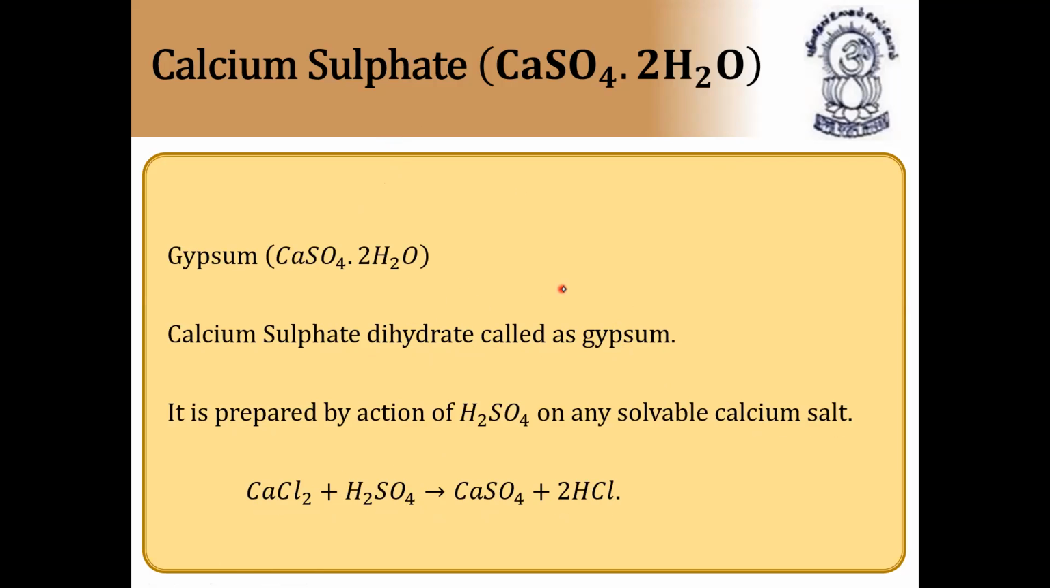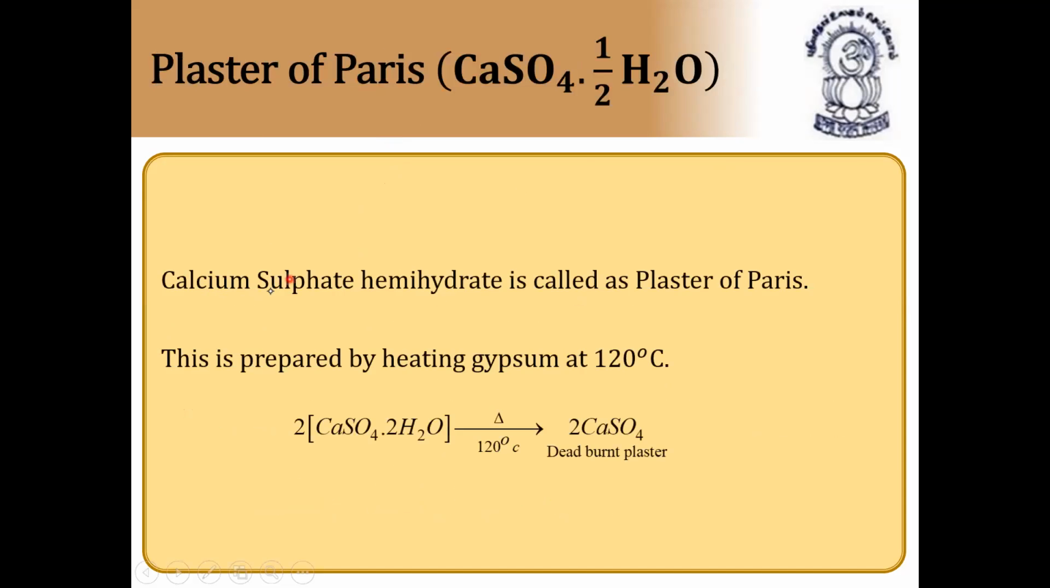So this calcium sulfate along with water is called gypsum. Calcium sulfate hemihydrate is called, very important, plaster of Paris. It is used for decoration purposes, even for injuries also. Calcium sulfate hemihydrate is also called plaster of Paris. When gypsum is heated at 120 degrees C, it forms dead burnt plaster.